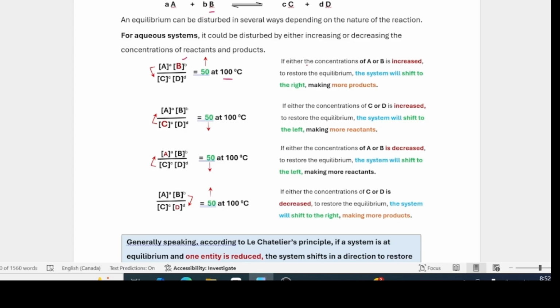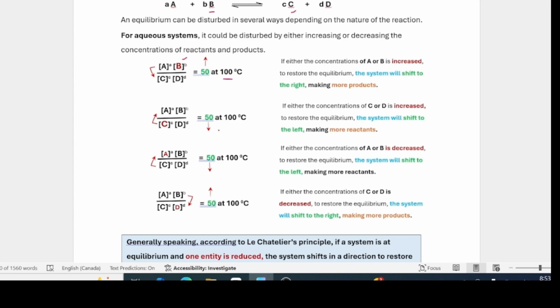So we're going to write the notes that we make here. If either the concentration of A or B is increased, to restore the equilibrium, the system will shift to the right, making more products.